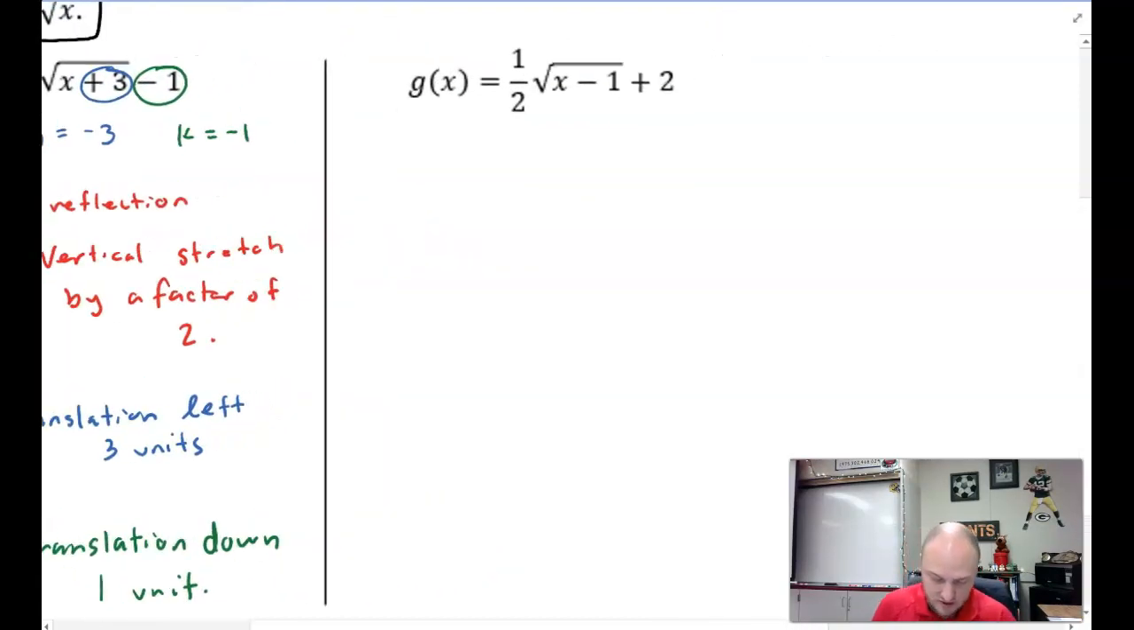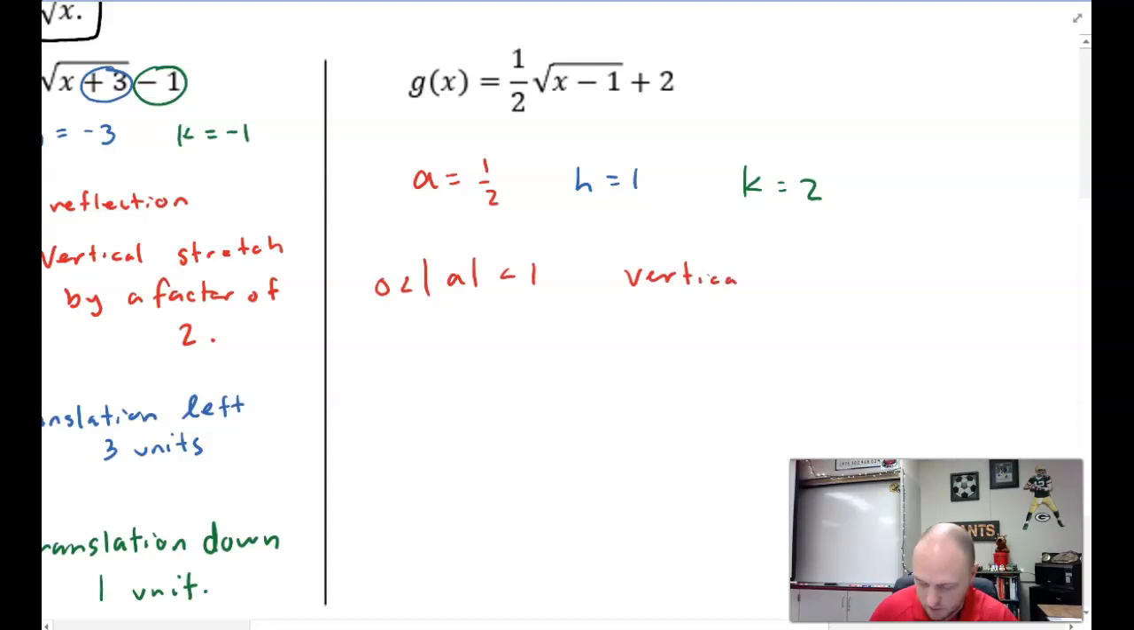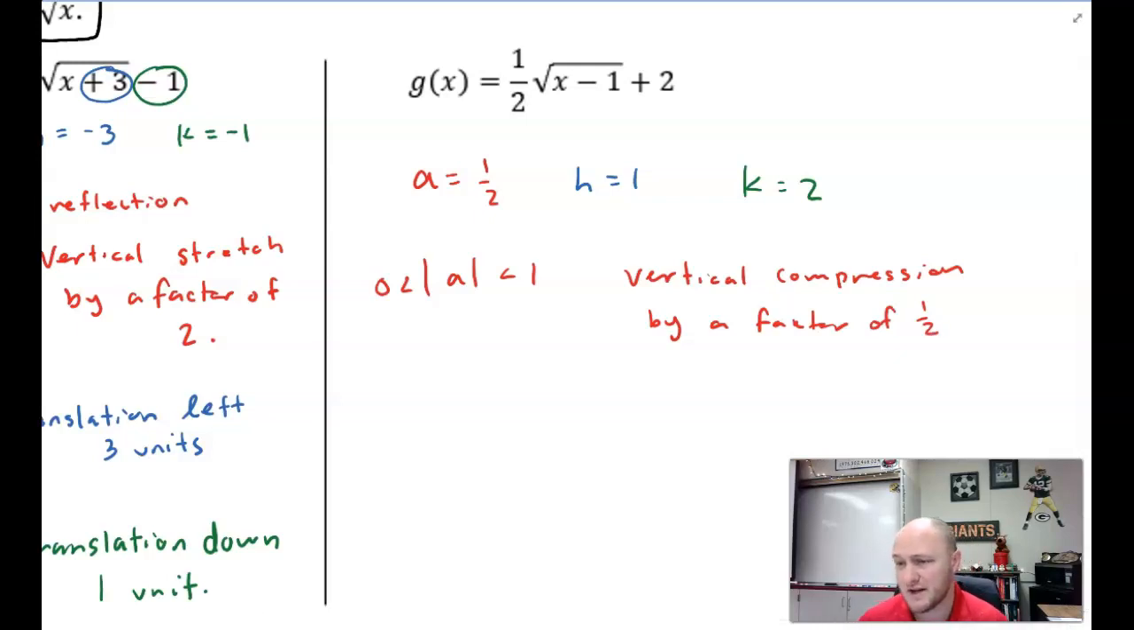Example number 2. Here I have an a value that is 1/2, an h value that is 1, and a k value that is 2. So what are the effects? Well, since the absolute value of a is between 0 and 1, this is vertical compression by a factor of 1/2. No reflection, it's not negative.